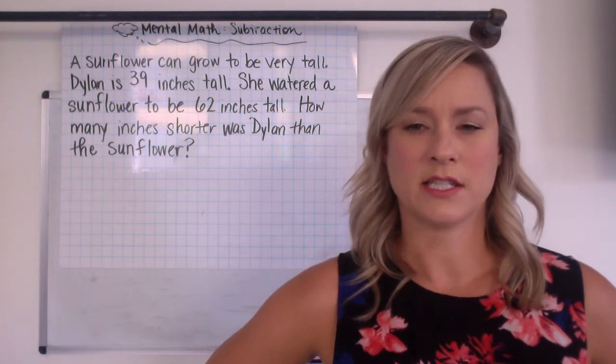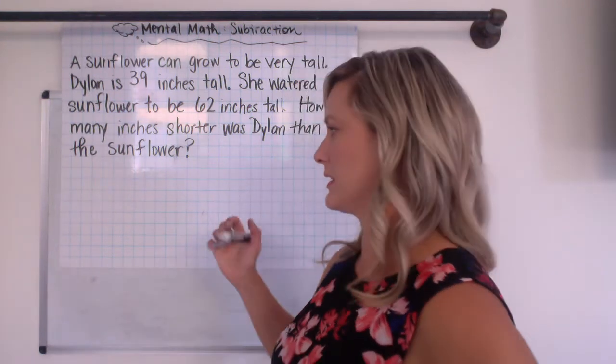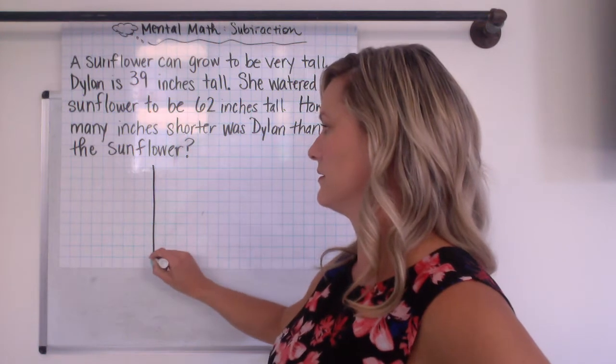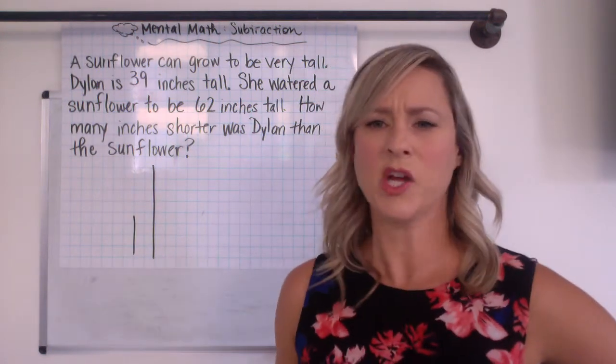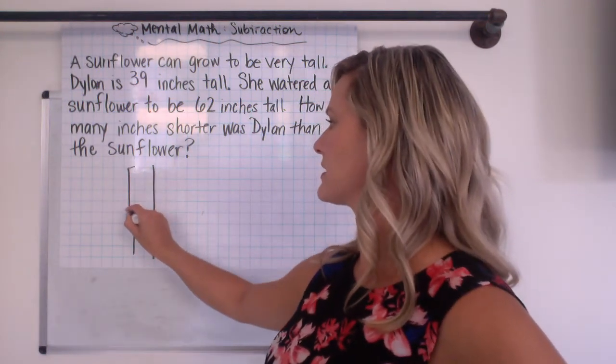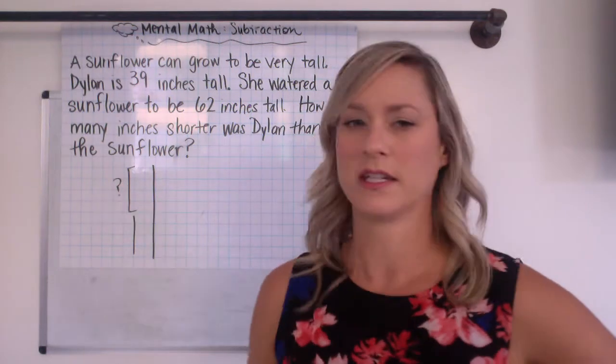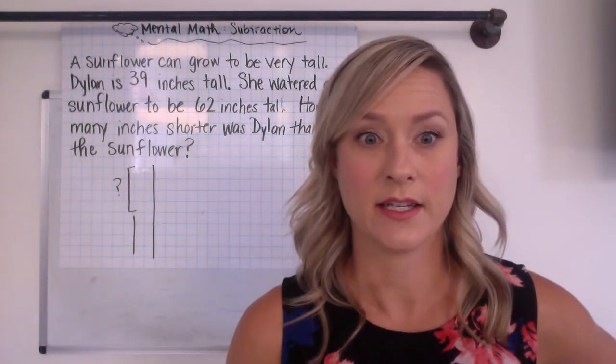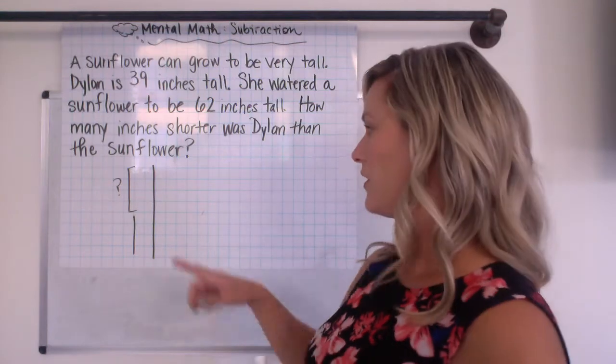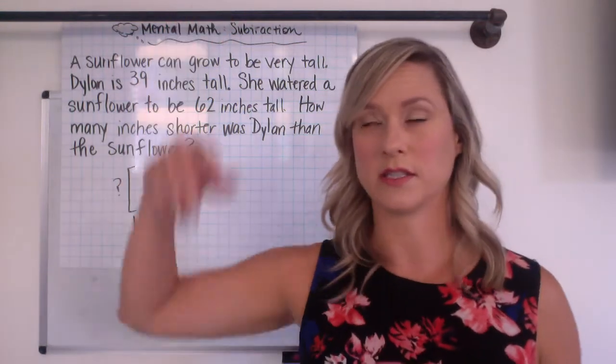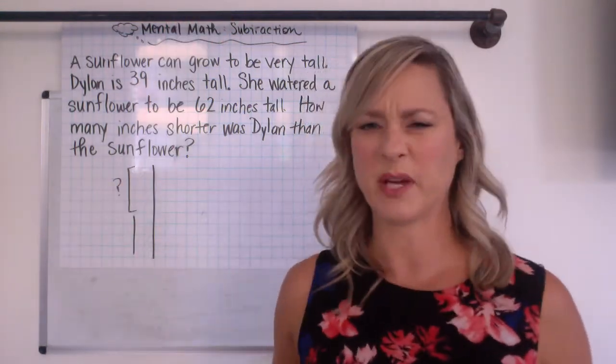Okay, let's stop to imagine that. So here's the sunflower, and here's Dylan, right? We are trying to find the difference between Dylan and the sunflower, right? So I drew it like that because I was imagining a really tall sunflower in my mind and then Dylan's height.